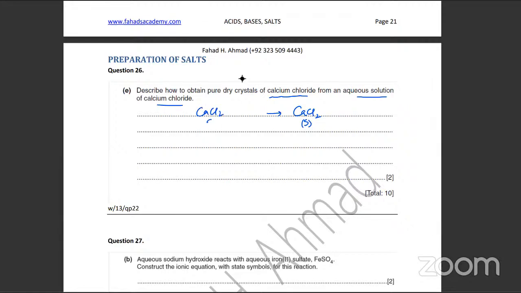So that means the salt has already been prepared. So you're not actually preparing the salt. The only thing this question is asking for is just crystallization. You've got an aqueous solution, and you're just going to crystallize it. So how are you going to crystallize it? Evaporate calcium chloride aqueous solution to saturation point. And after that, cool gradually to obtain crystals.